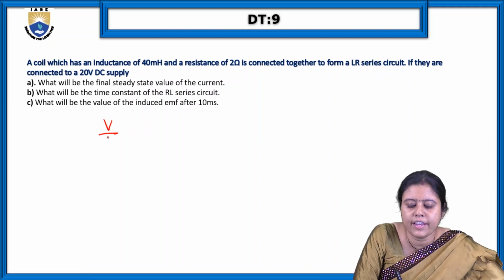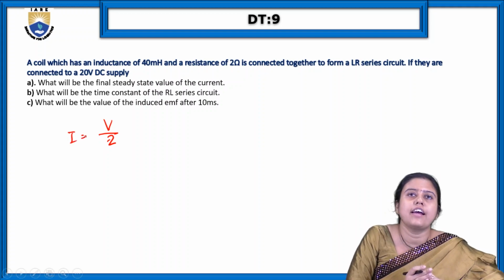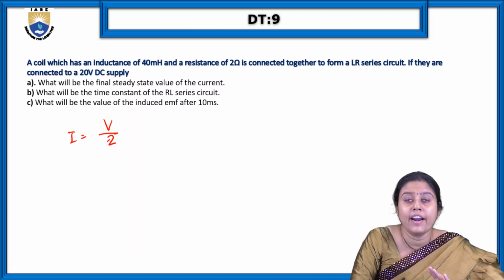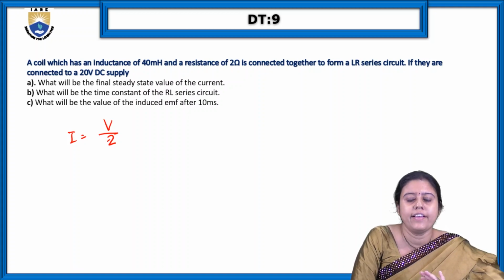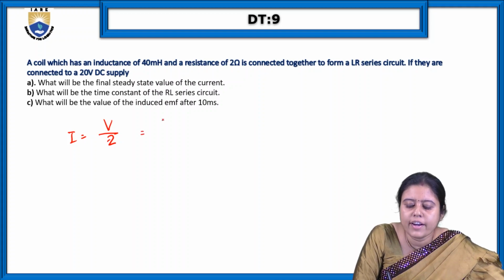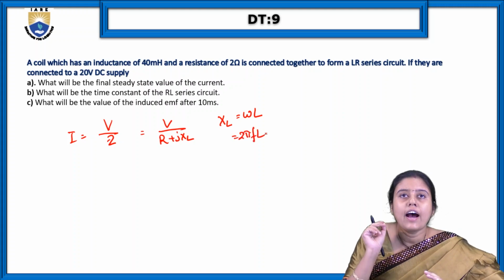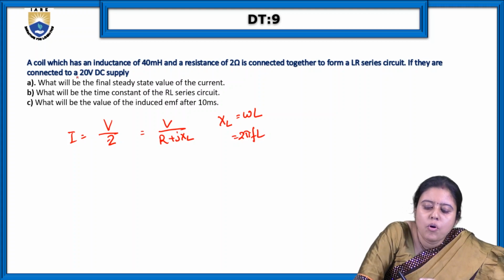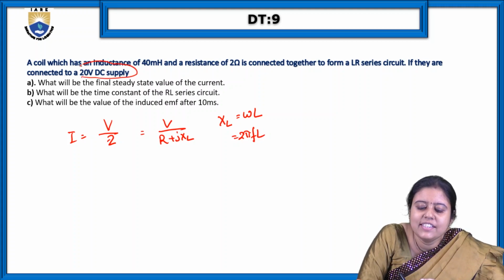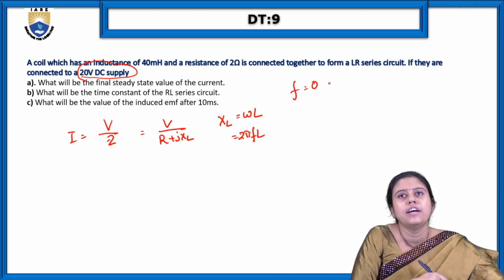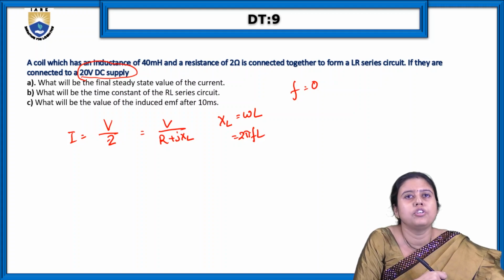Current is equal to V by Z. As R and L both are present, we will write I is equal to V by Z, where Z is equal to R plus jXL. What is XL? XL is nothing but omega L, 2 pi f L. Now one important thing you have to know. What is the type of the supply? This is the DC supply. DC supply means frequency is equal to 0.